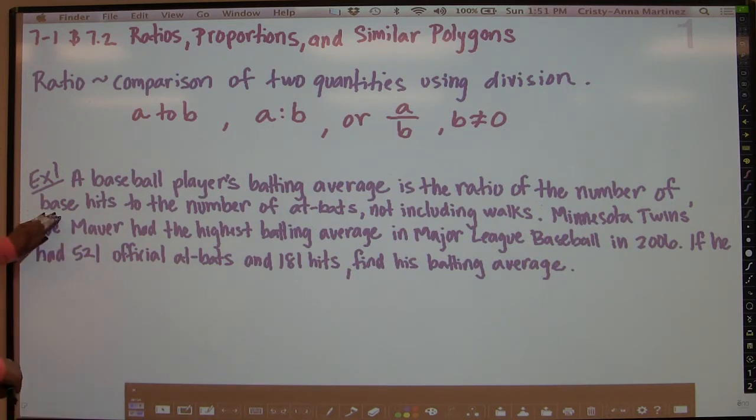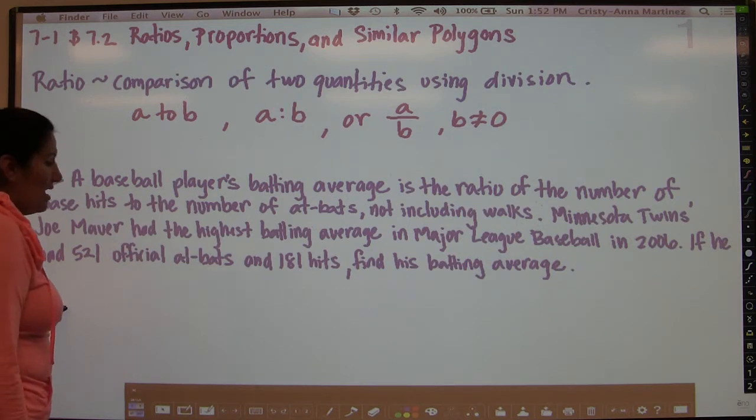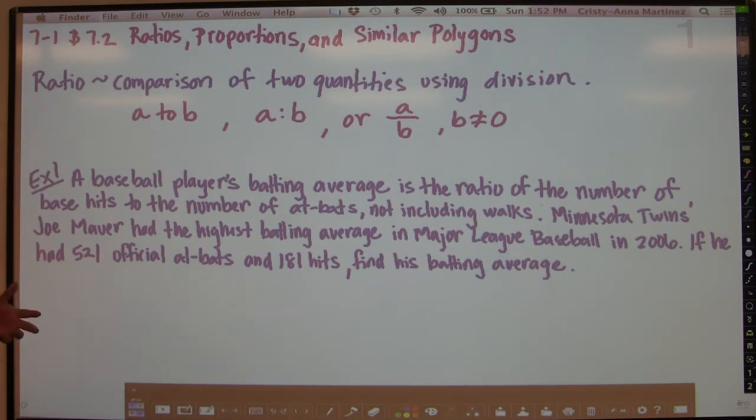Anywho, so not including walks. So the Minnesota Twins' Joe Mauer, I'm not even sure I'm saying that right, but for all of you baseball fans out there, don't shoot me. But this Minnesota Twins player had the highest batting average in Major League Baseball in the year 2006. If he had 521 official at-bats and 181 hits, find his batting average.